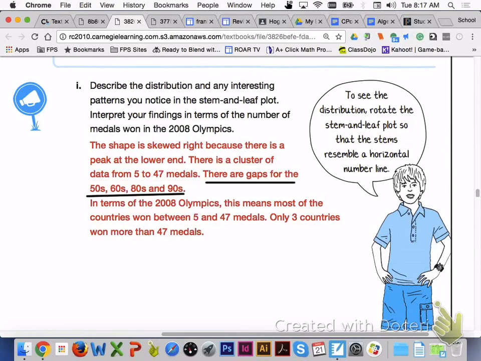And there are gaps for the 50s, 60s, 80s, and 90s in the stem and leaf plot, which tells me that there were no countries that won 50, 60, 80, or 90 medals. When I interpret my findings in terms of the 2008 Olympics, this means most of the countries won between 5 and 47 medals, and only 3 countries won more than 47 medals.